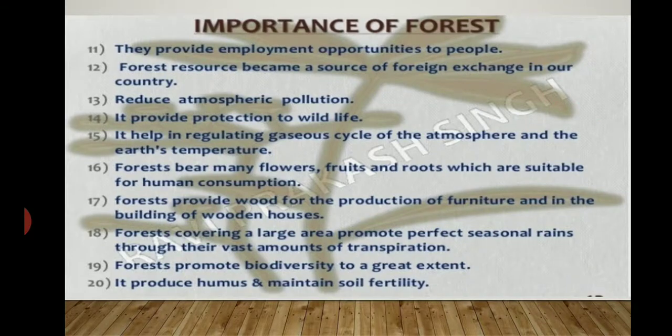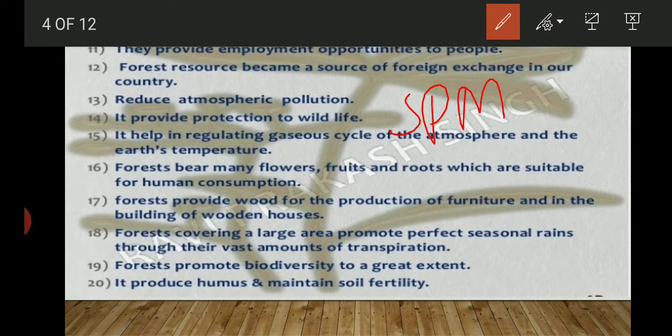Forests provide employment opportunity to people. Forest resources became a source of foreign exchange in our country. They reduce atmospheric pollution. How do they reduce the pollution? They absorb carbon dioxide and reduce its concentration in the atmosphere. And trees bind soil particles together and decrease the dust contamination in the air. These dust particles that are suspended in air are known as SPM, suspended particulate matter. And trees present in the forest act as sound absorbers also, and they reduce noise pollution.